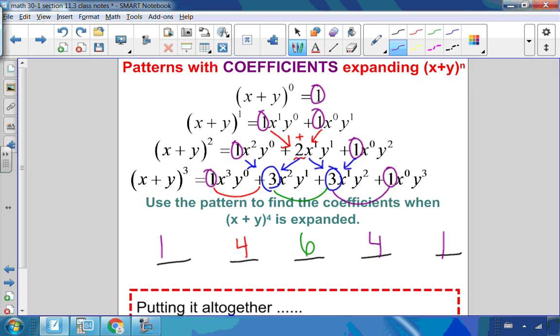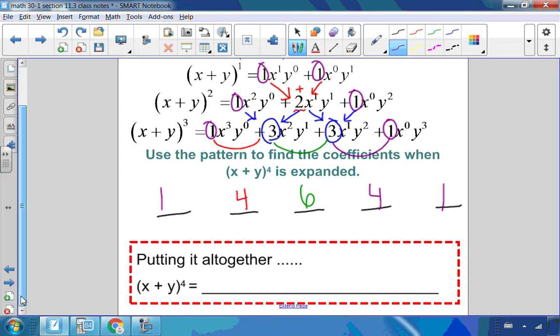So let's put this all together. So putting it all together, what I did in the last step, I had all of the patterns with the variables. I'm going to put that with the coefficients. So I'm going to have 1 x to the 4, y to the 0, plus 4 x cubed y, plus 6 x squared y squared, plus 4 x y cubed, plus 1 x to the 0, y to the 4.